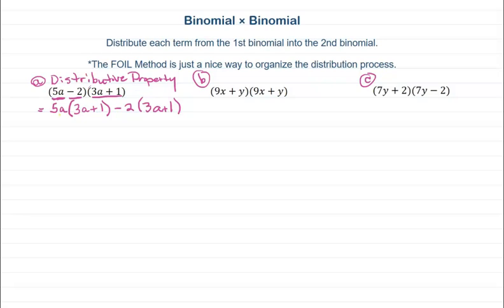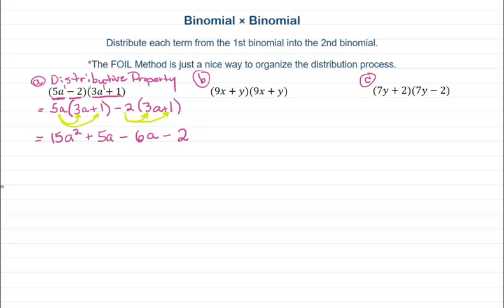So let's distribute 5a times 3a, and then 5a times 1. Go ahead and multiply that out. 15a squared. Then we'll have plus 5a. And then secondly, we'll take this negative 2, and negative 2 gets multiplied times 3a, and then negative 2 will get multiplied times plus 1. So let's write that out. Negative 6a, and then minus 2.